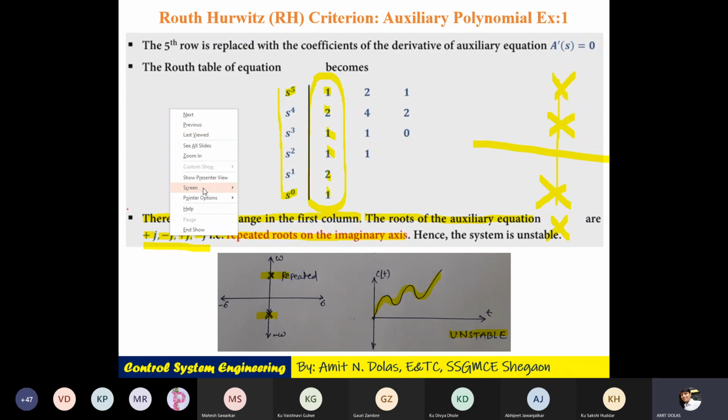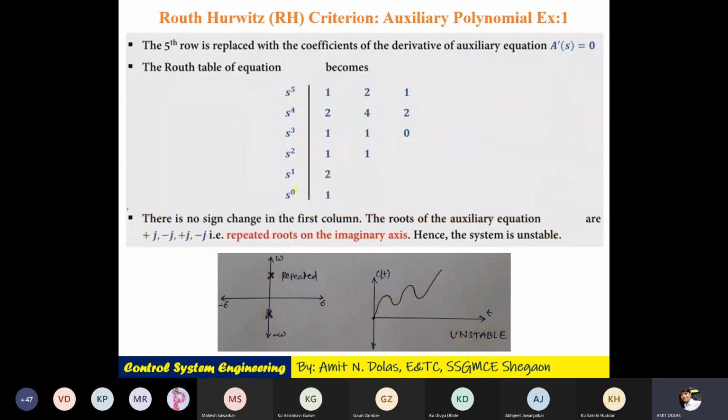What is the generalized rule that we have seen till now? If the first column is positive, all coefficients are positive, then the system is stable. But here, because the auxiliary equations came into the picture, we have to calculate the roots of the auxiliary equation, and if they are repeated, then you may directly say that the system is unstable. We'll see this again in the next example.